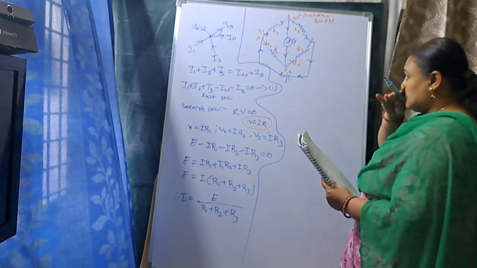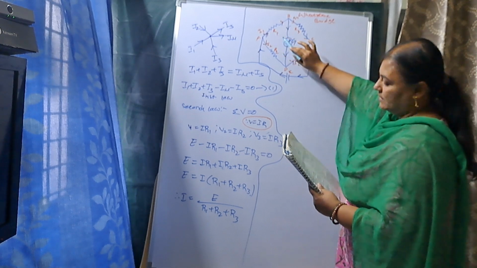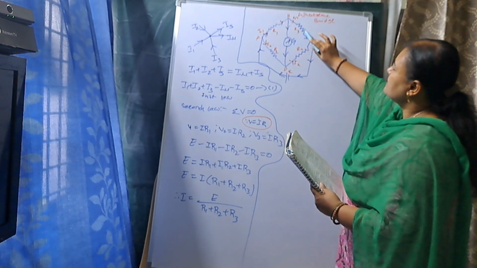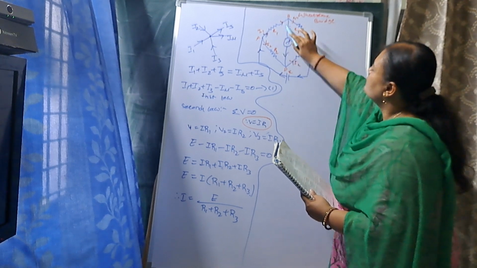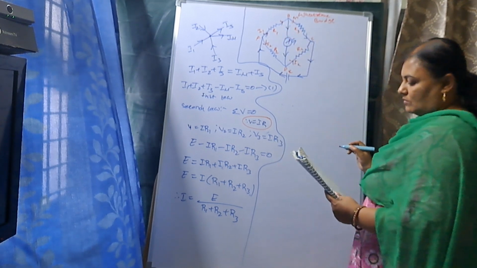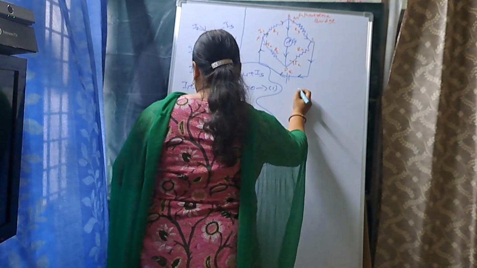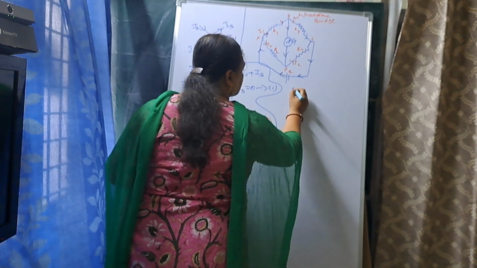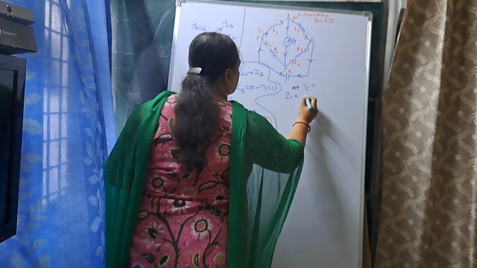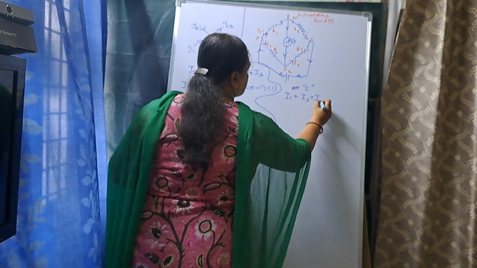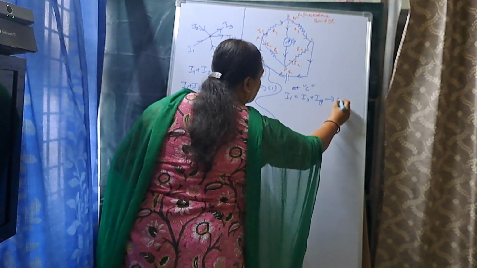First law. First law means, see here, I1 equal to Ig plus I3. These two are in the same direction, so about that I am writing, I1 equal to, at C, I3 plus Ig. This is equation number 1.